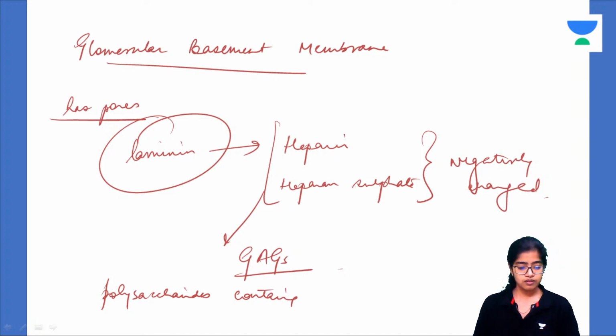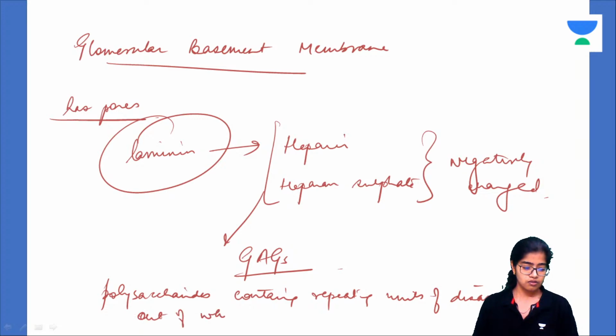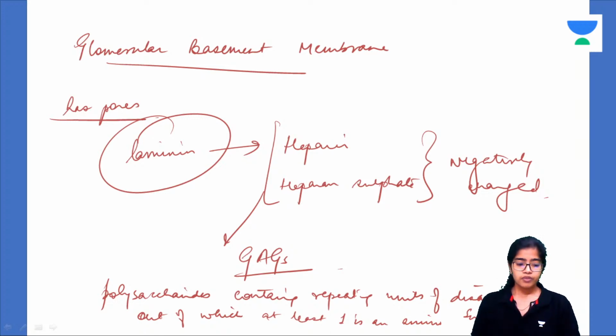containing repeating units of disaccharides, out of which at least one is an amino sugar. Understood? So there are different types of glycosaminoglycans like dermatan sulfate, keratan sulfate 1, keratan sulfate 2, heparin, heparan sulfate, chondroitin sulfate, hyaluronic acid, and many more. These are the most important glycosaminoglycans.